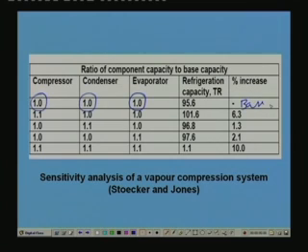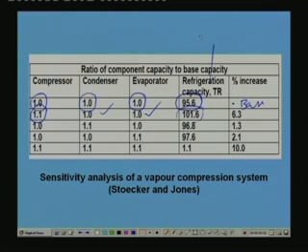At this base case, it is observed from the calculation that the refrigerant capacity is 95.6 tons. Now, what is done here is all other parameters are kept constant, that means the condenser is kept constant. No change is made in the condenser, no change is made in the evaporator, only the compressor capacity is increased by 10%. That means it becomes from 1 to 1.1.